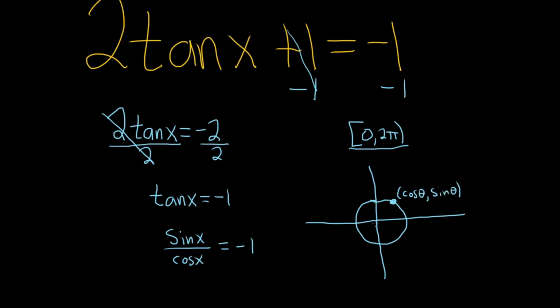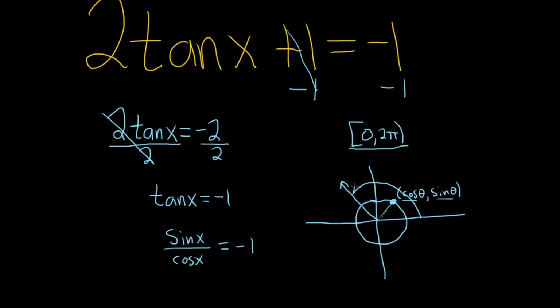And you know that at pi over 4, they're the same, right? At pi over 4, you get square root of 2 over 2. And so at all the other angles that have a reference angle of pi over 4, you're either going to get square root of 2 over 2 or negative square root of 2 over 2. So think about, when do x and y have opposite signs? Well, right here, x is negative and y is positive.